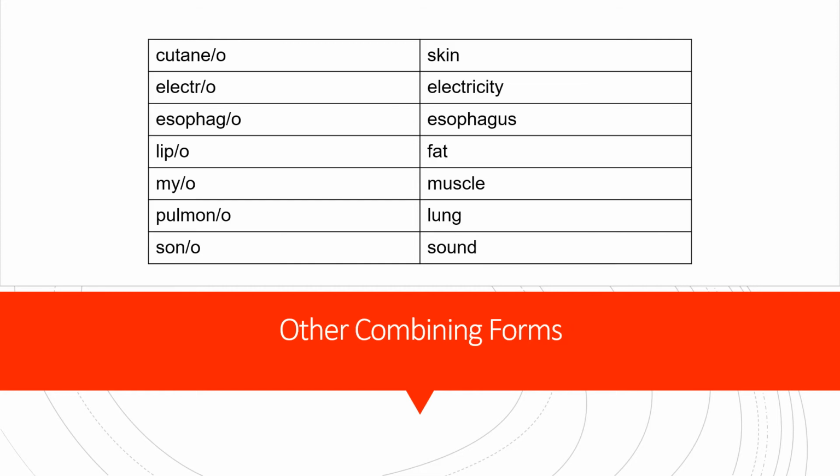The following list presents combining forms that are not really specific to the cardiovascular system, but are used for building and defining cardiology terms. Cutaneo, skin. Electro, electricity. Esophago, esophagus. Lipo refers to fat. Myo, muscle. Pulmono, lung. And sono, sound.